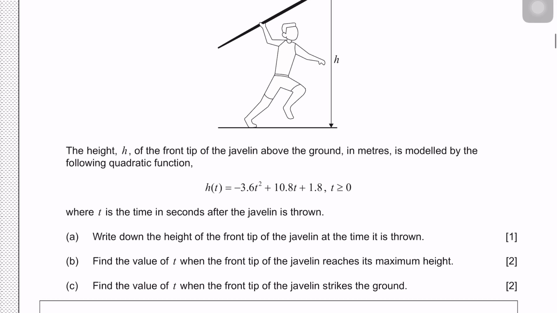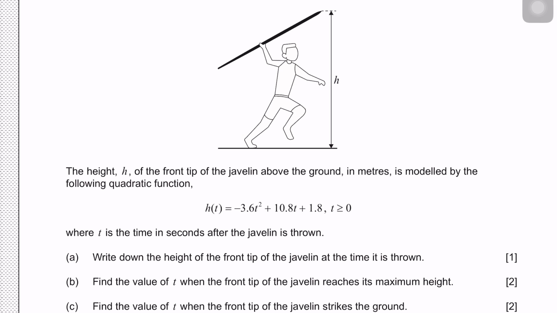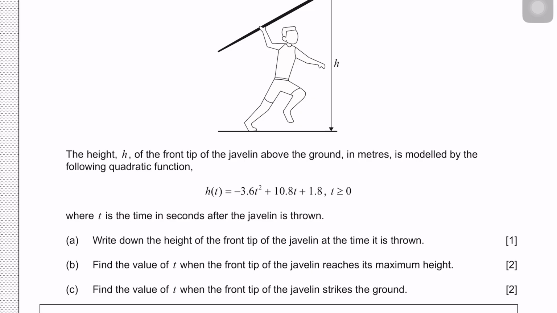Part A, write down the height of the front tip of the javelin at the time it is thrown. So this is kind of a classic input-output question. We have some function which relates time to height, and fairly often they ask us to find some initial starting value. We also see these with exponential functions and so on. In this case, t represents the time in seconds after the javelin is thrown.